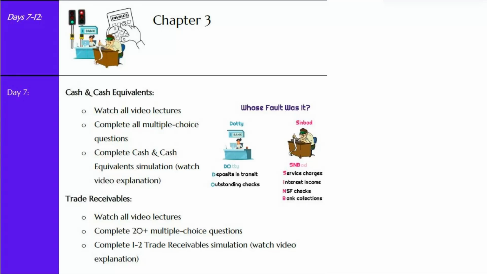Okay, so now in day 7 through day 12, we're going to talk about one of the heaviest topics that is tested. This is a lot of information, and we're going to talk about the balance sheet. Specifically, we'll focus on assets. All right, so starting with cash and cash equivalents, which is one of the most important line items. This is super important for understanding a company's liquidity, and we're going to focus specifically on bank statement reconciliations.